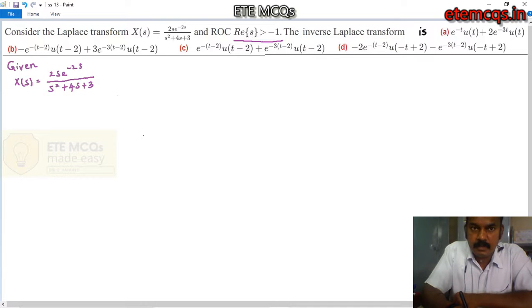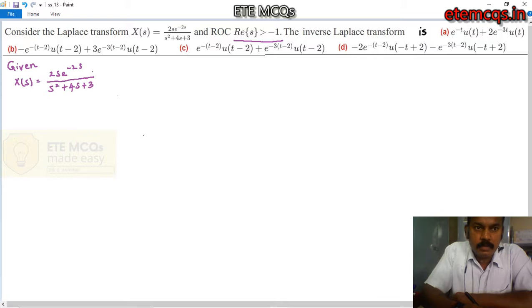So in other words, both the poles we have, minus 3 and minus 1, should correspond to a right-sided sequence. There is an exponential factor e power minus 2s in this problem, so that should be considered and related with the time shifting property.